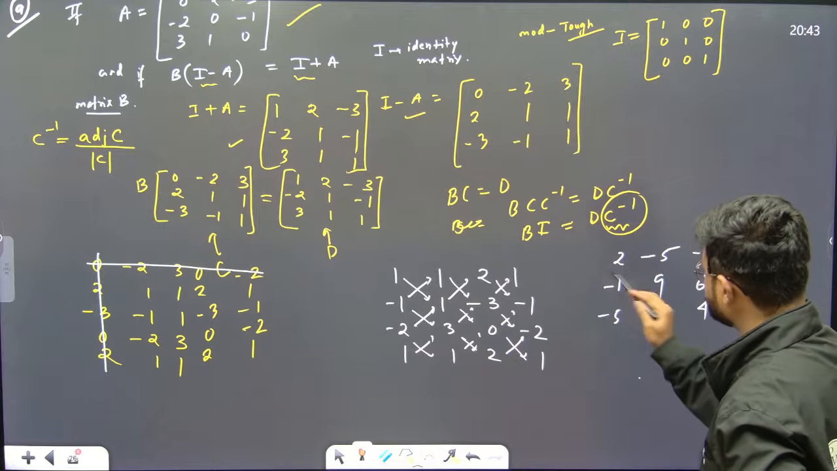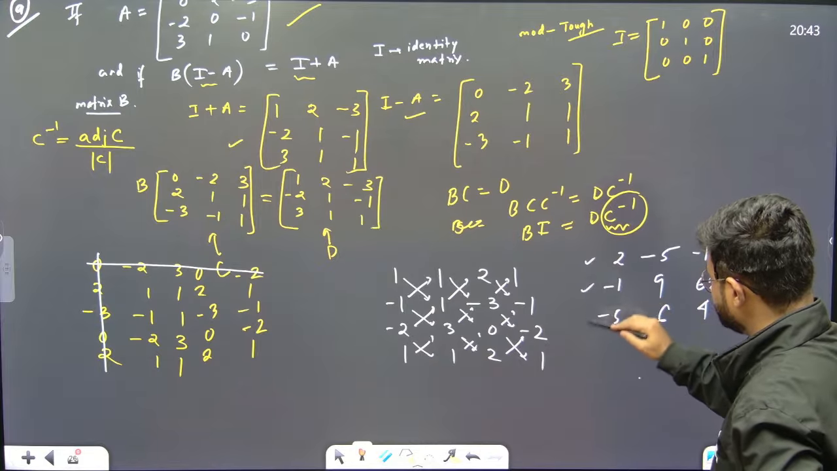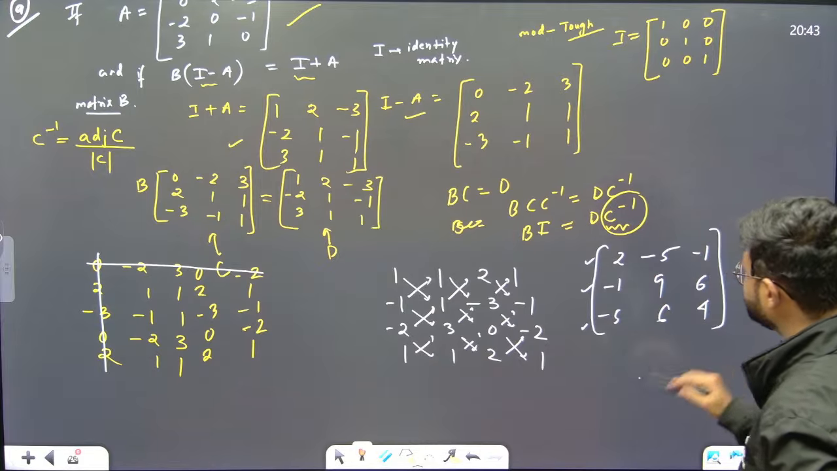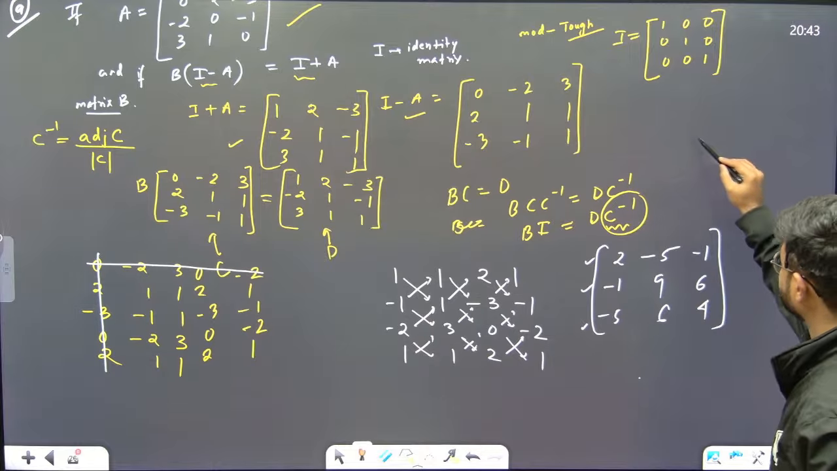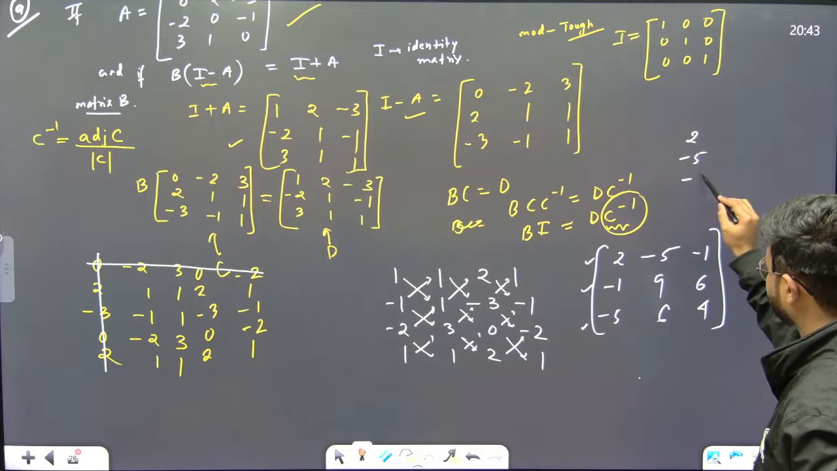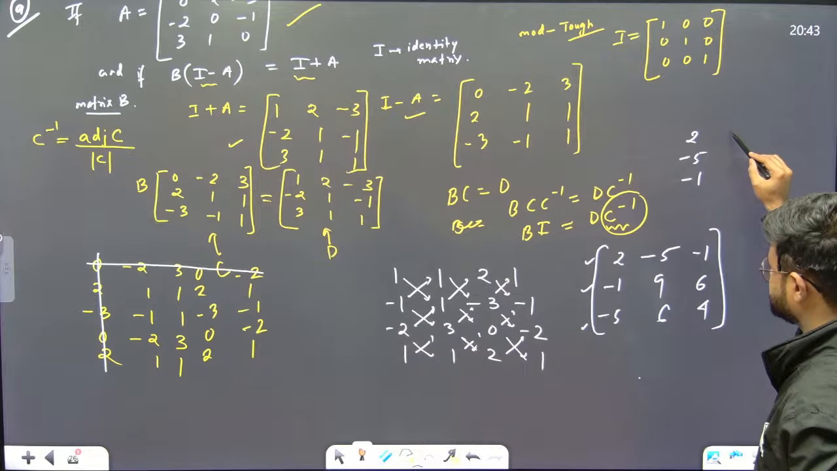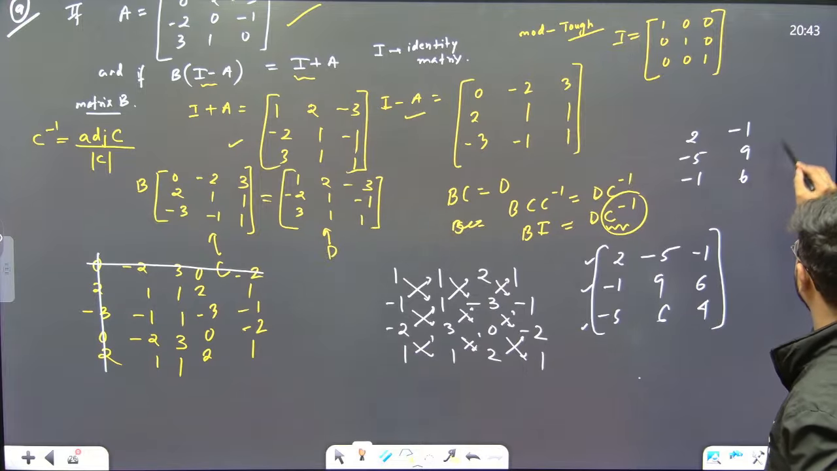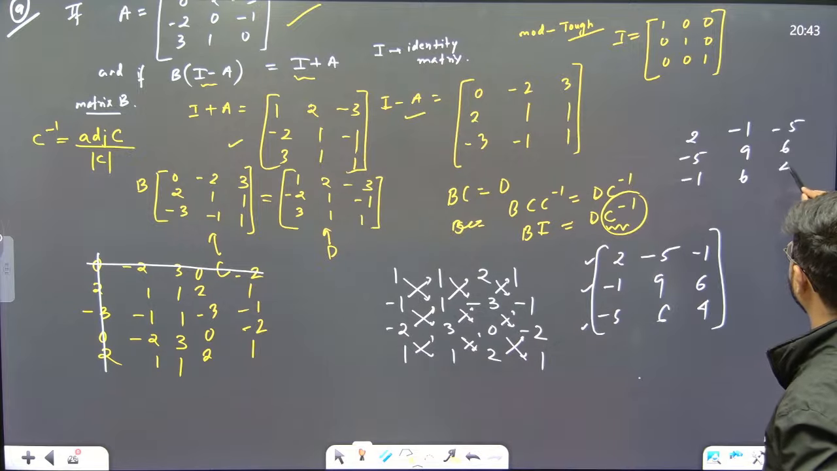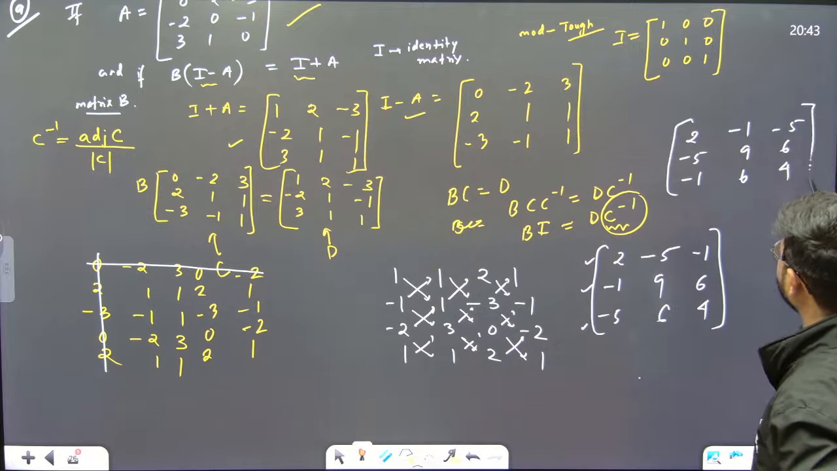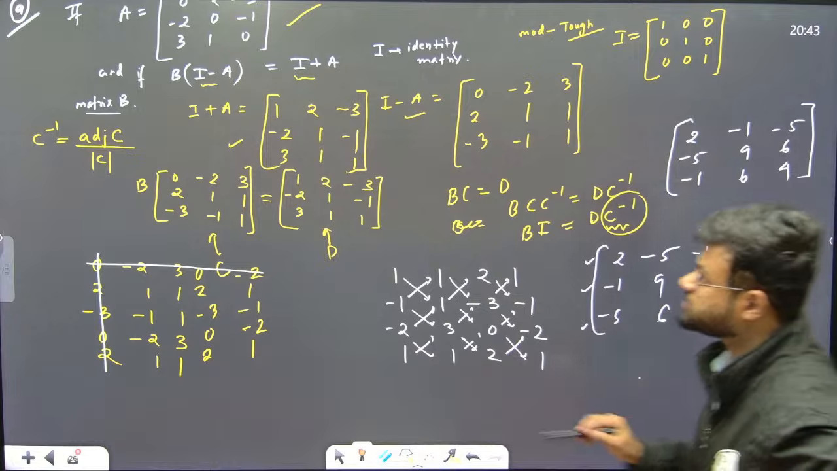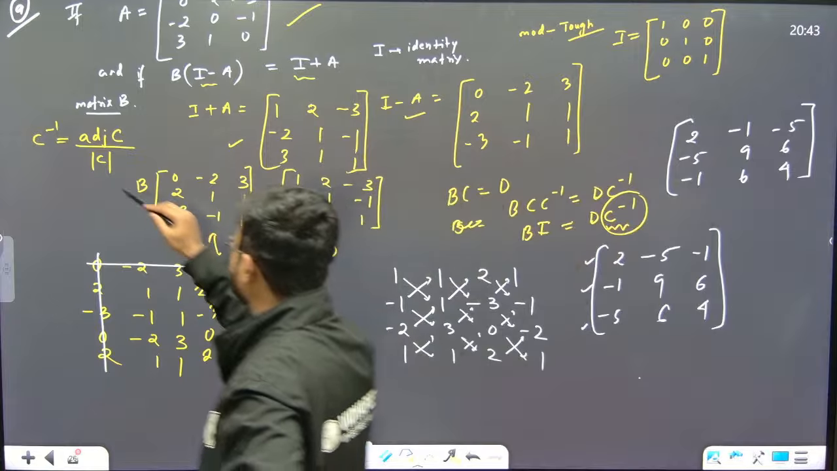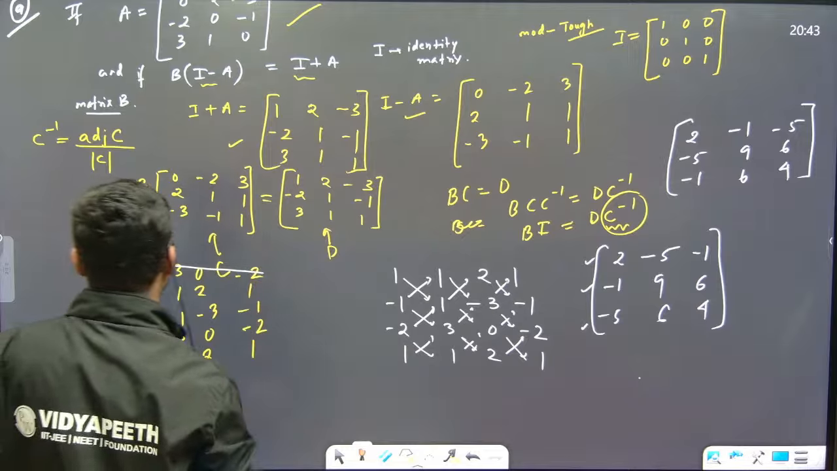Now you take the transpose of this matrix. This is again a matrix. This is a cofactor matrix. When you take the transpose, you will get 2, -5, -1, and this is -1, 9 and 6, -5, 6 and 4. So this is going to be my C inverse, not C inverse, this is the adjoint of C. When you divide it by the determinant of C.